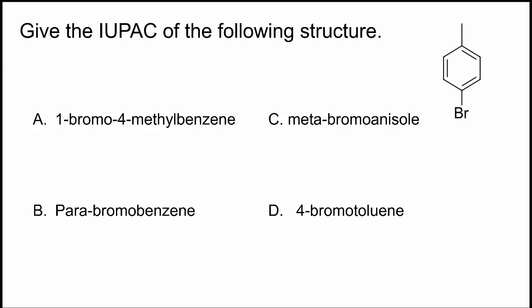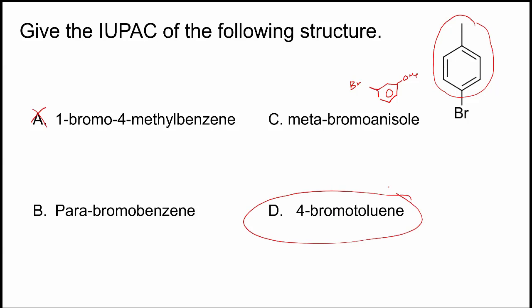All right, so this one, we have the parent for this one is going to be toluene. Anisole would be with a methoxy. So if I was drawing this one, this would be bromoanisole or meta-bromoanisole. So we ruled out bromobenzene or methylbenzene. So toluene, this one should be D. So this one could also be para-bromotoluene. All right, questions there?